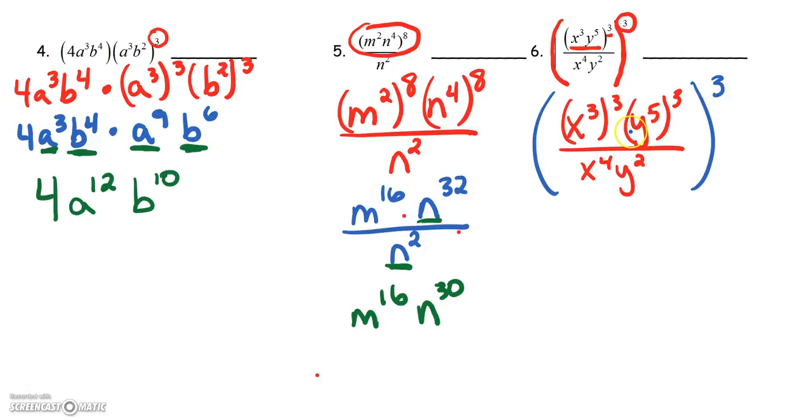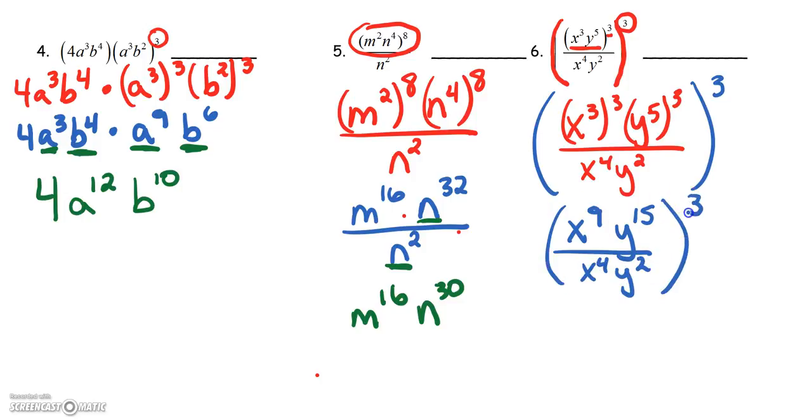Handling more of the inside of that cubed, we can take a look at the numerator and notice we have x cubed to the 3rd power. Exponent to an exponent says to multiply, so x to the 9th. And y to the 5th to the 3rd power, multiply again to give us y to the 15th. That's still over x to the 4th, y squared, and we're still going to eventually cube the entire expression.